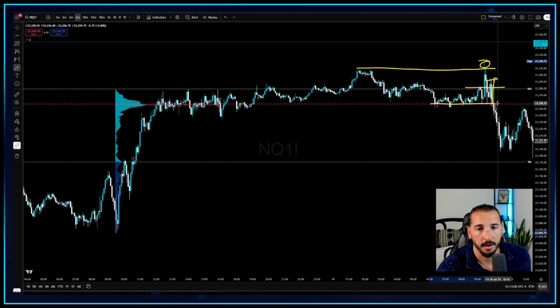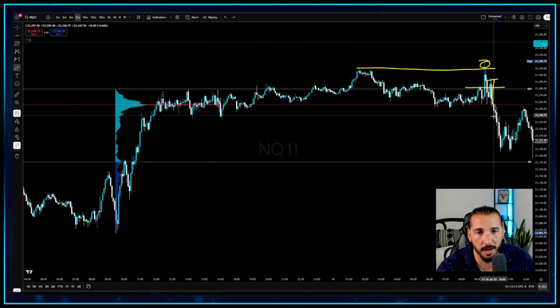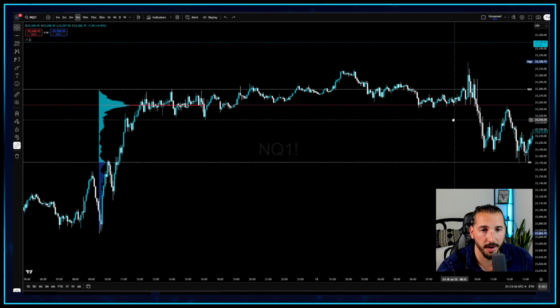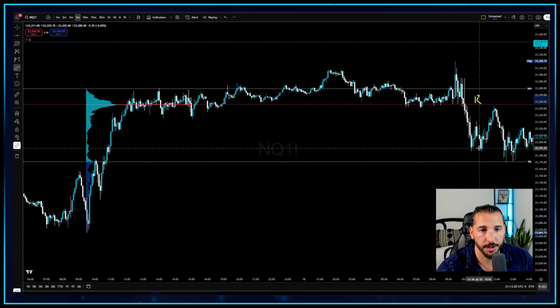A break of liquidity. Now, if you're not going to take this short for the breakdown, I do not blame you. But what do you get? You get a really, really basic trade here. Very, very simple. This is now an R level, and we trade back into it.